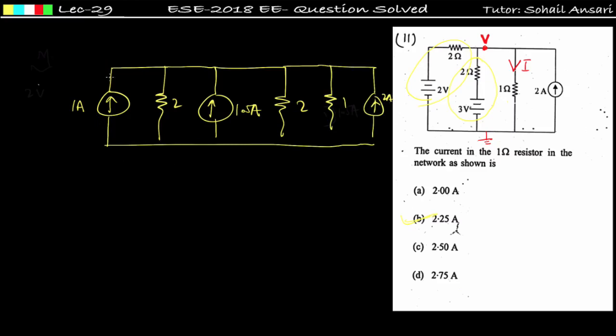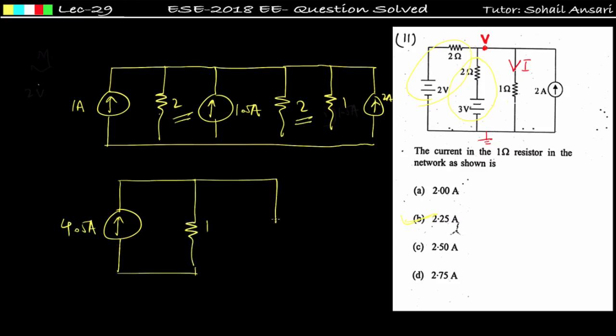See, 1 ampere is from down to up, 1.5 ampere is also from down to up, and 2 ampere is also from down to up. So it will be 1 plus 2, that is 3, plus 1.5, total will be 4.5 ampere from down to up. Now this 2 ohm and this 2 ohm are in parallel, so the equivalent will be 1 ohm, and you have to find the current in this 1 ohm resistor. This is the current. Two resistors connected in parallel having equal magnitude, so the current will divide equally, and the value of I will be equal to 4.5 by 2, that is equal to 2.25 ampere.